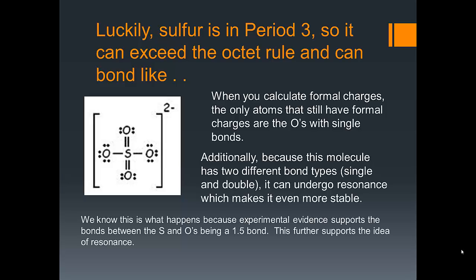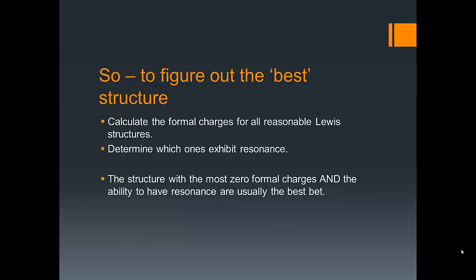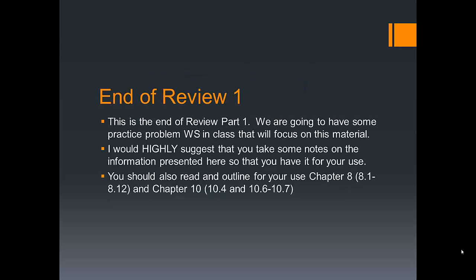So we know that this is what happens because experimental evidence supports the bonds between S and O being a 1.5 bond. Now, what does that mean? Because we have resonance, those bonds are constantly moving around. So when you get readings on the bonds, it looks like they're 1.5 because it's a mix of the 1 and the 2. So this further supports the idea of resonance. In order for us to figure out the best structure, you need to calculate the formal charges for all reasonable Lewis structures, determine which ones exhibit resonance, and then the structure with the most 0 formal charges and the ability to have resonance is usually the best bet, usually.